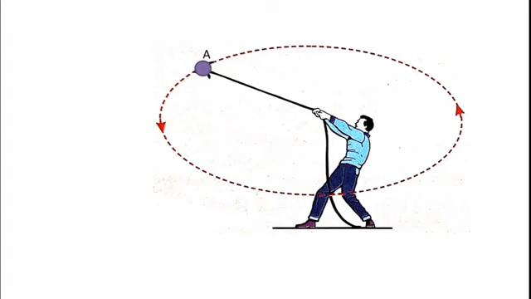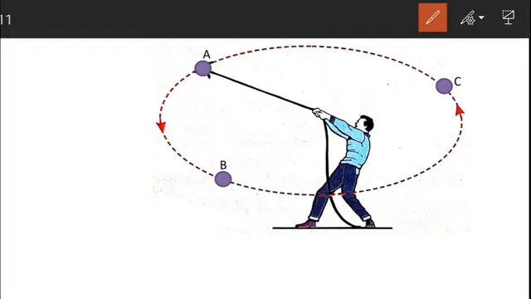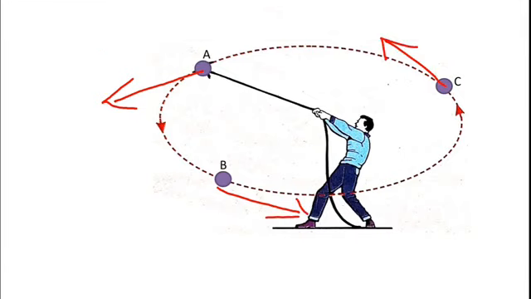Now let us take different positions of the stone in order to understand. Here we have the positions A, B and C. Now let me tell you what will be the direction of motion at these points. If I ask you the direction of motion at the point A, you can see the direction of motion at the point A is along the tangent at this point. In the same way, the direction of motion at the points B and C is also along the tangent. It means that in uniform circular motion, at every point the direction of motion is going to change.